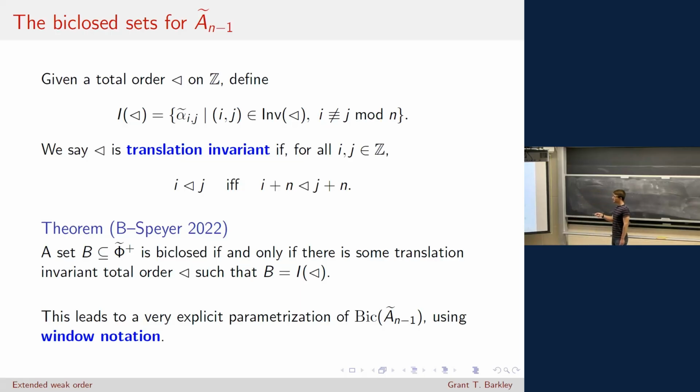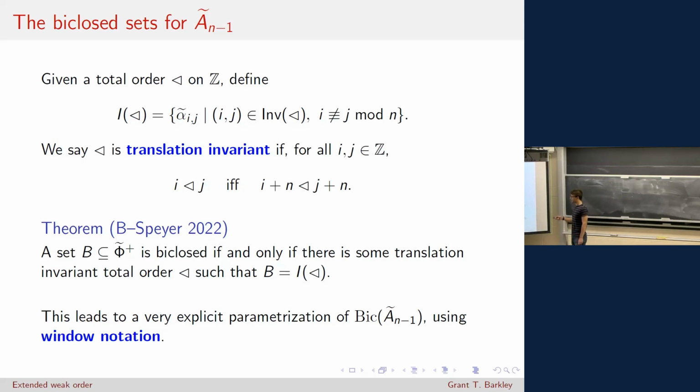And we don't want to apply this to just any total order though. What we'll do is we'll say that an order is translation invariant if for all i and j, we have that i is less than j in our order if and only if i plus n is less than j plus n in the order. So translation invariant by n. Okay, and now what are our biclosed sets for affine type A?